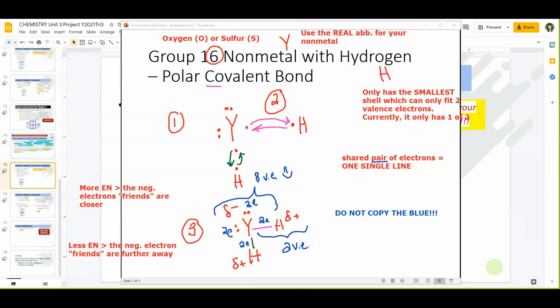Again, don't copy what's in blue, but your answer should look pretty identical to what we have up here for everything except for what's in blue. The only difference here is that, again, remember that instead of the letter Y, you should be either using O for oxygen or S for sulfur if you chose a group 16 nonmetal.